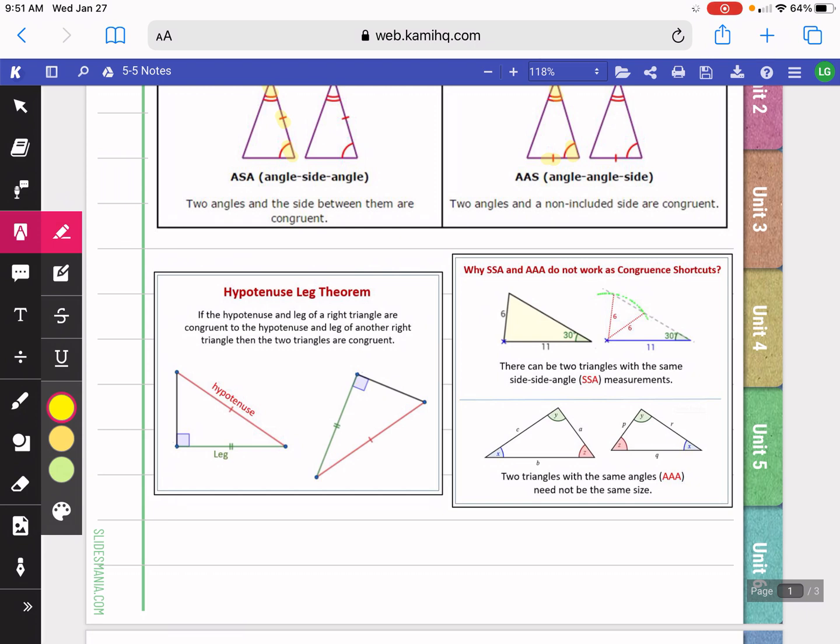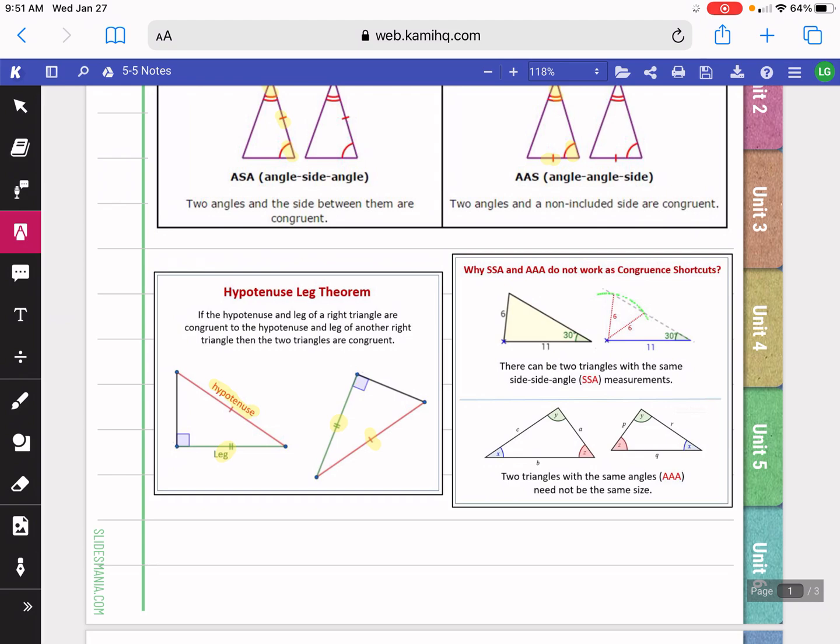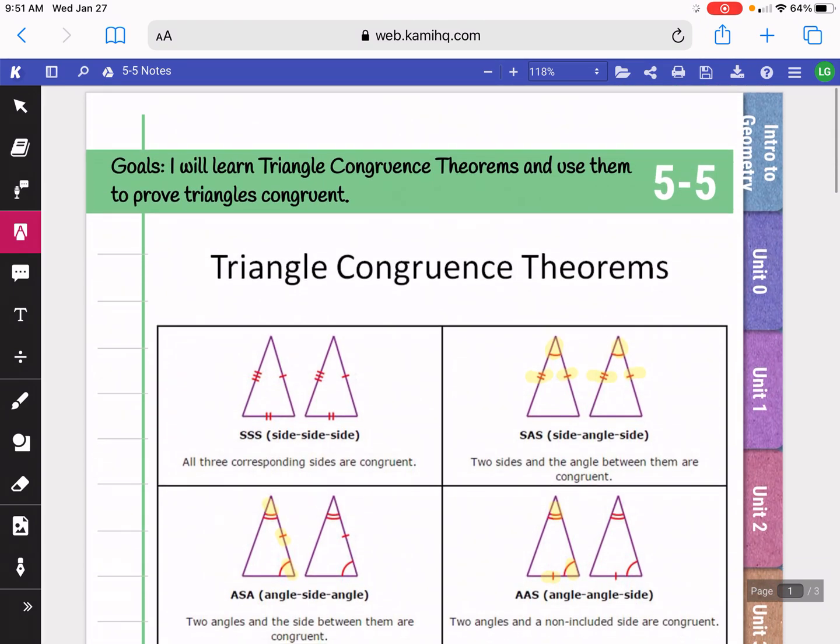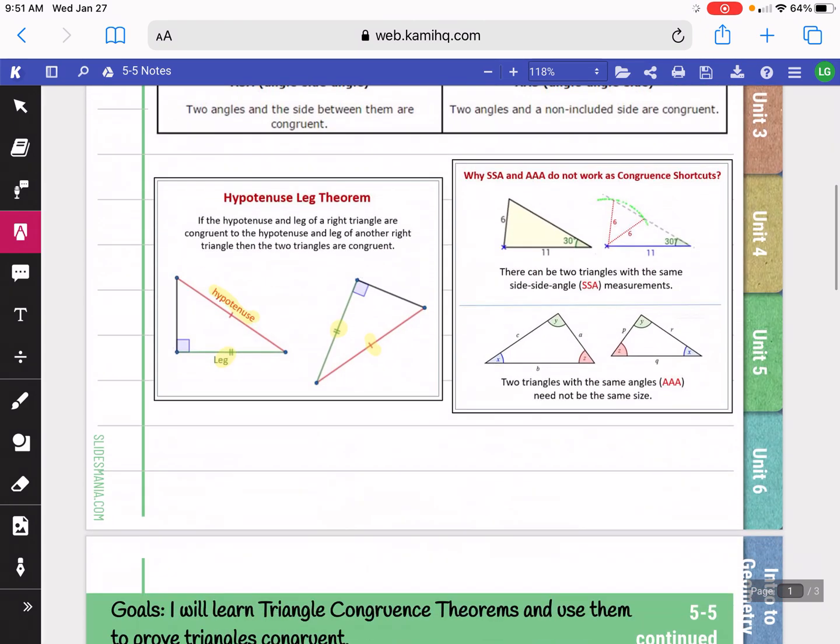And one other theorem you can use if you have a right triangle is hypotenuse and leg. In other words, if both of them are right triangles and they have the same hypotenuse, and one of their legs is also proven congruent, then you can infer that the two triangles are congruent. So we're going to be practicing using these today while looking at pictures of triangles.